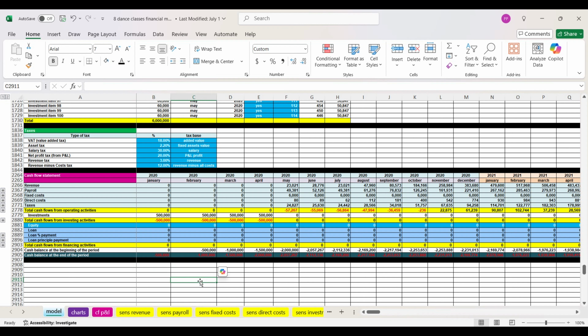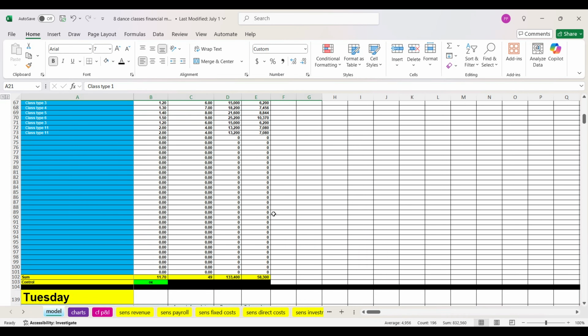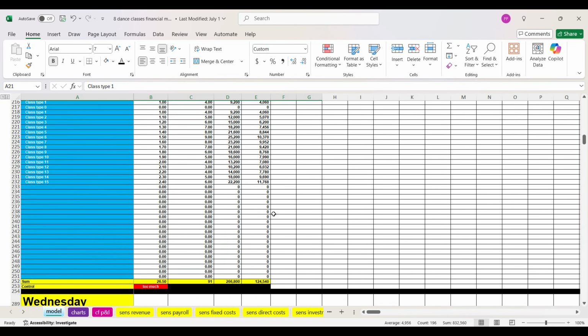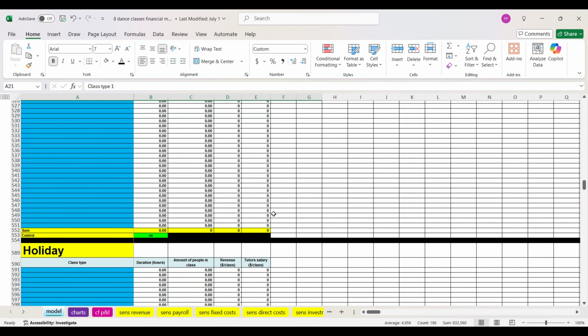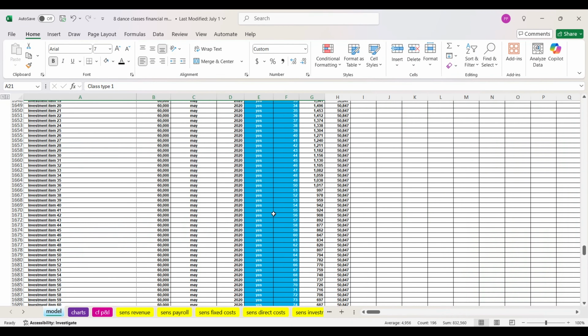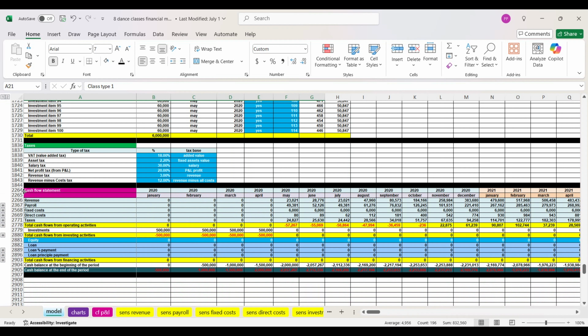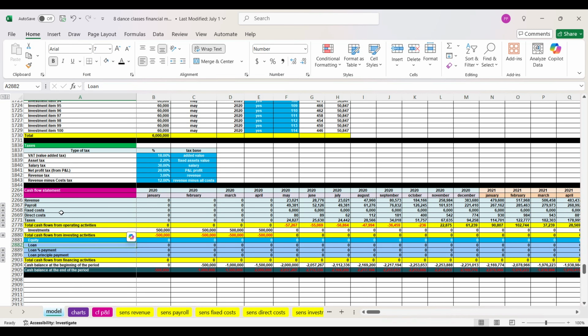So first of all, you need to build your model. You need to create the revenue generating algorithm. So you need to build the revenues, direct costs, fixed costs, payroll, investment plan, and then you need to bring all these inflows and outflows inside the cash flow statement. So this is step number one. You won't be able to calculate the financing needed without building the model and building the cash flow statement.